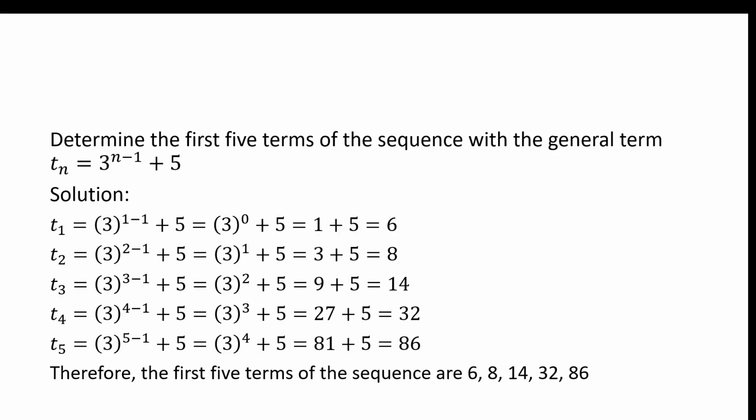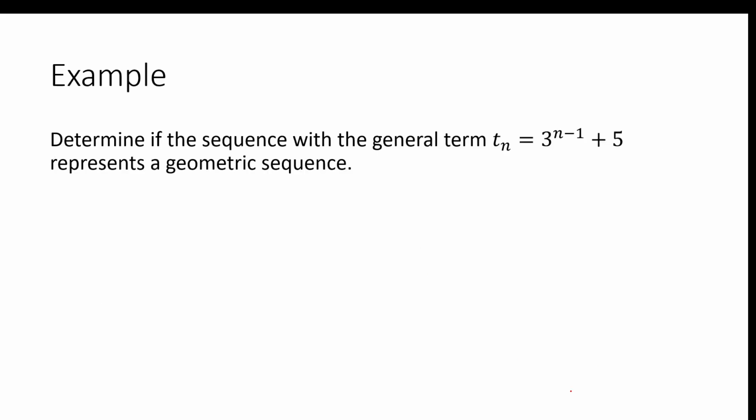Now, what if we wanted to determine the first 5 terms of the sequence shown? Well, what we would do is simply let n equal 1, let n equal 2, let n equal 3, let n equal 4, and let n equal 5. And we would use BEDMAS and evaluate, and we would get that the first 5 terms of that sequence are 6, 8, 14, 32, and 86.